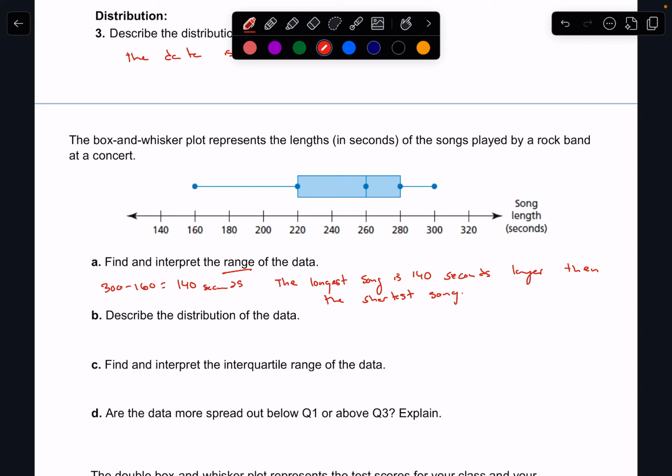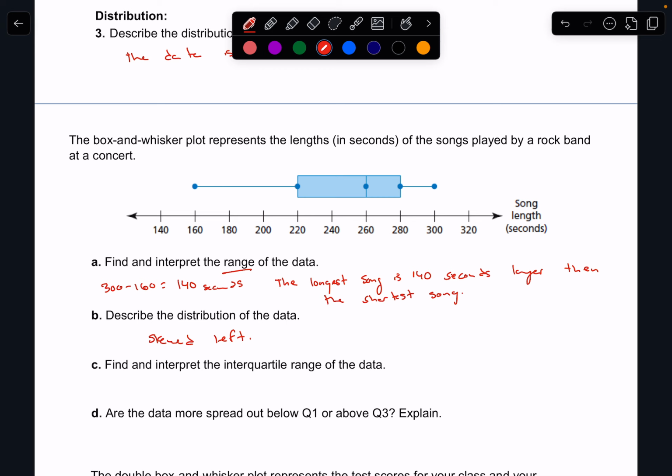You could also say there is a 140-second difference between the longest and shortest song. That's kind of saying the same thing using different words, right? Describe the distribution. When I look at this, the left box and the left whisker are a lot longer. So this is definitely skewed to the left.